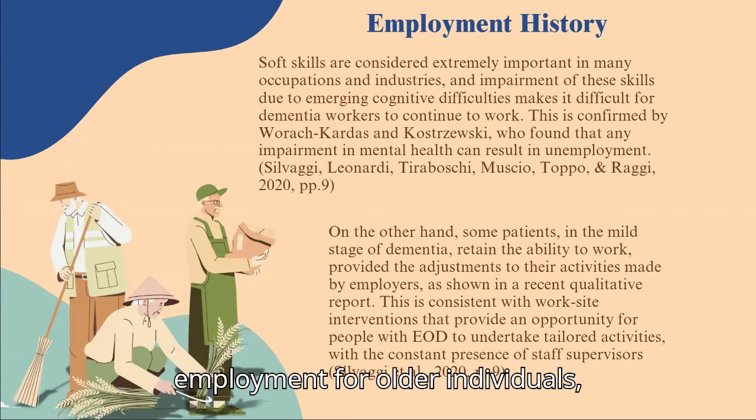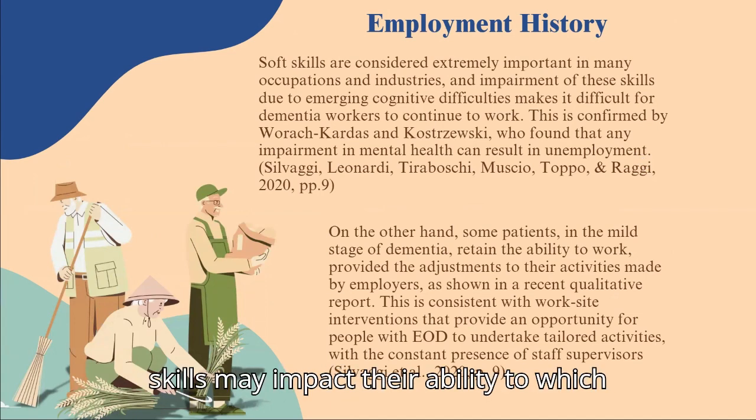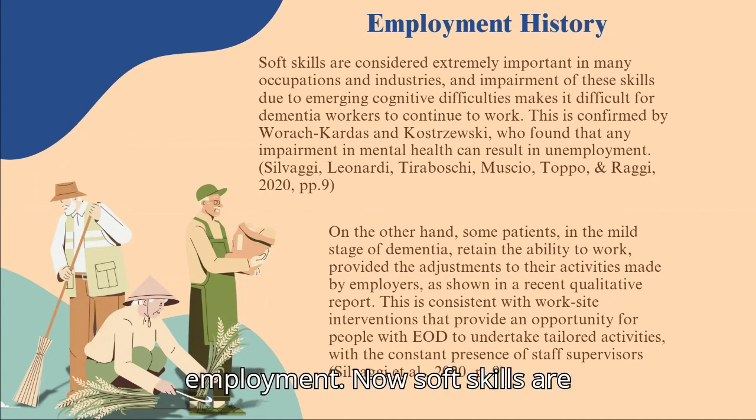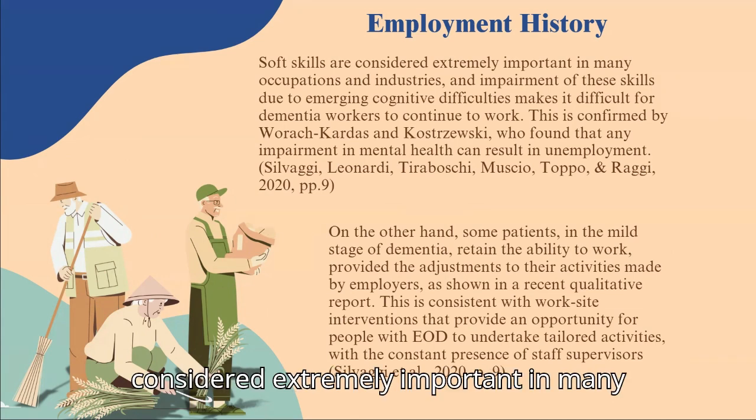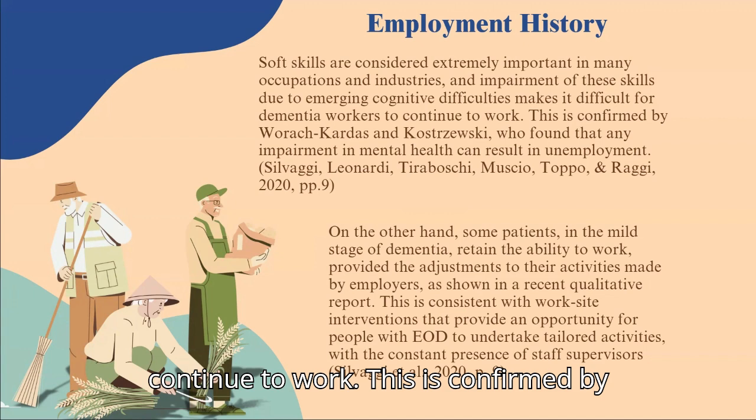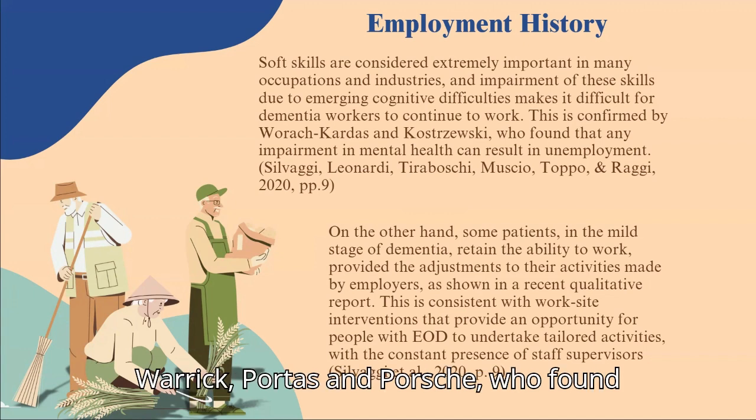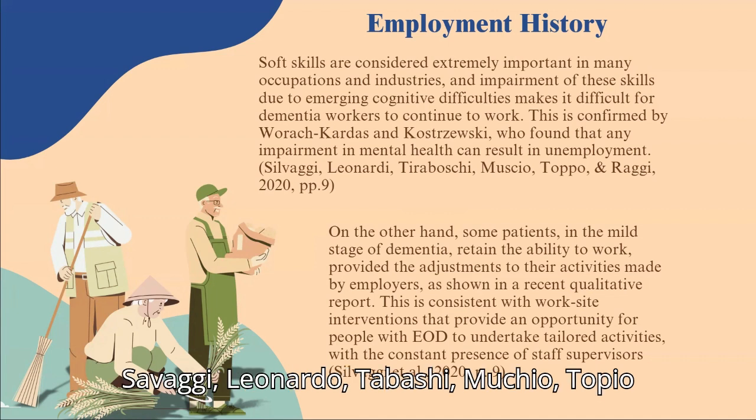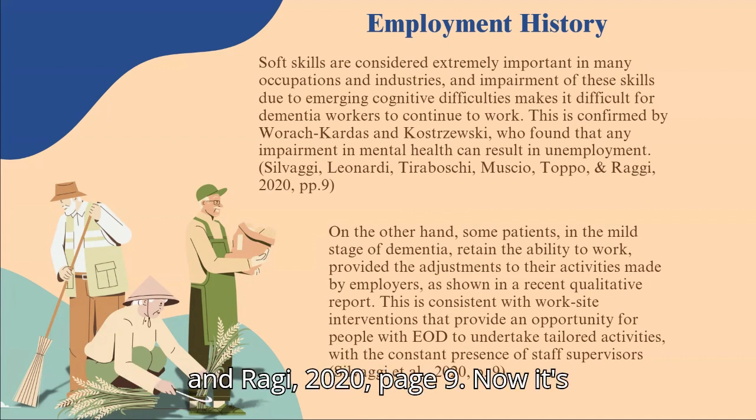Now, regarding employment for older individuals with cognitive impairment, the decline in skills may impact their ability to work, which in turn could affect their capacity to maintain employment. Now, soft skills are considered extremely important in many occupations and industries, and the impairment of these skills due to emerging cognitive difficulties makes it difficult for workers with dementia to continue to work. This is confirmed by Worak, Kordas, and Korshewski, who found that any impairment in mental health can result in unemployment. This, again, is Savagi, Leonardo, Tabashi, Mushio, Topio, and Raggi, 2020, page 9.